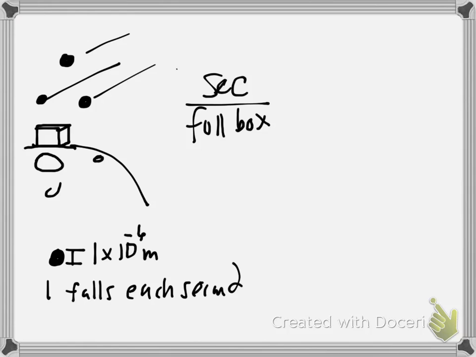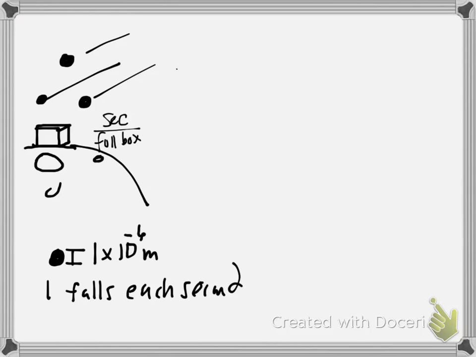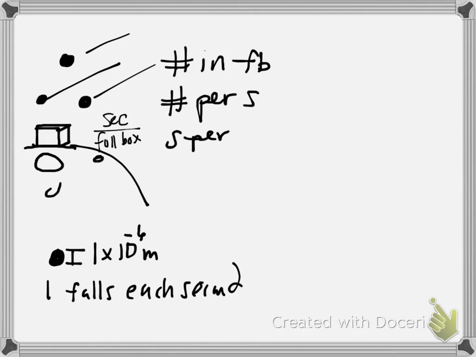So let's get rid of the circle. Let's shrink this. So first we need to know how many of them it's going to take to fill the box, right? So the things that we're going to need to know: number in a full box, we'll call it FB, and number per second, which we have. And then, okay, since we want seconds per full box, will those 3 things get us an answer? Do we have the 3 things that we need to do a factor label? Yeah, we do. So let's shrink this.